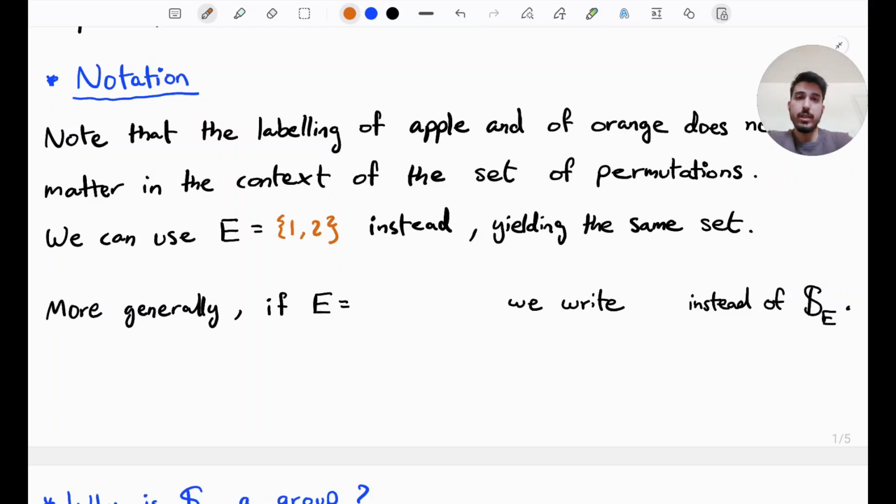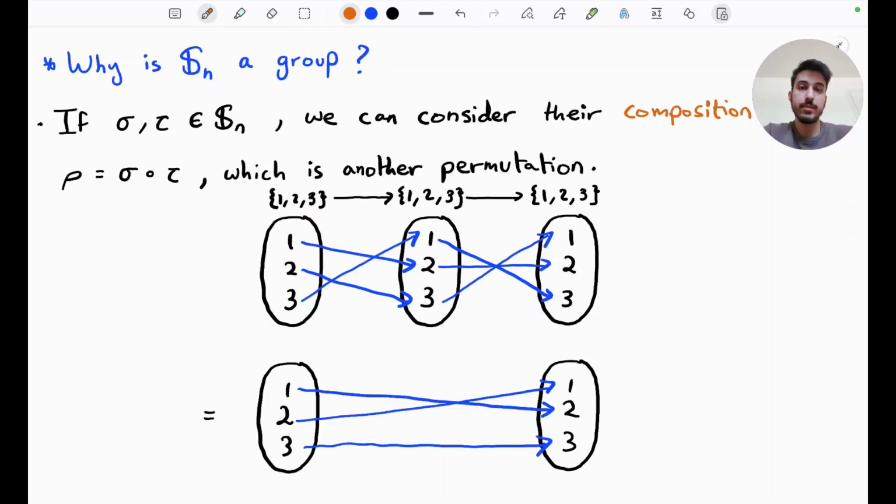So more generally, if we have more than two elements, we can say E containing 1, 2, all the way to n. So in this case, we can write the set of permutations of E to be Sn instead of SE, where n denotes the number of elements in E. Let us now prove that Sn, the set, is in fact a group. To do that, I need to define an operation on Sn.